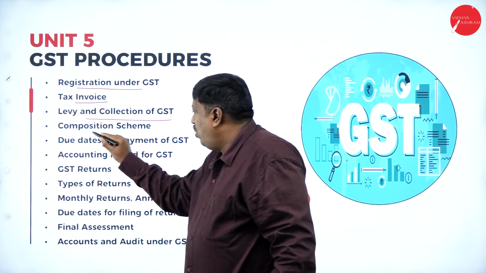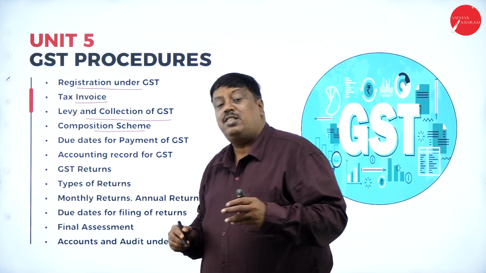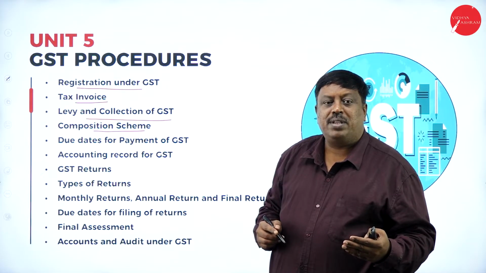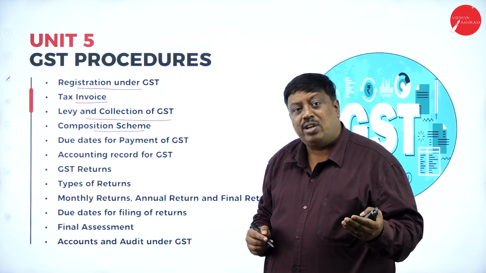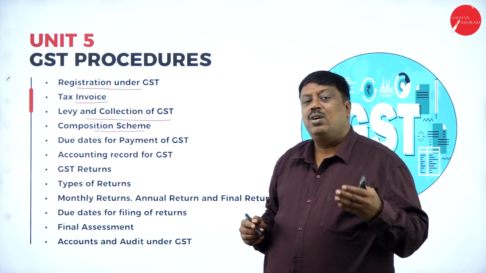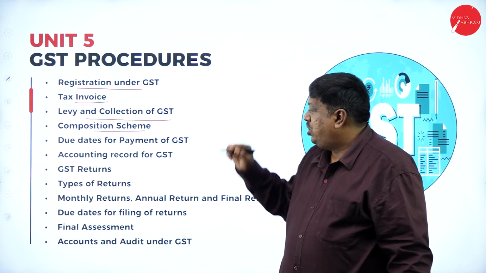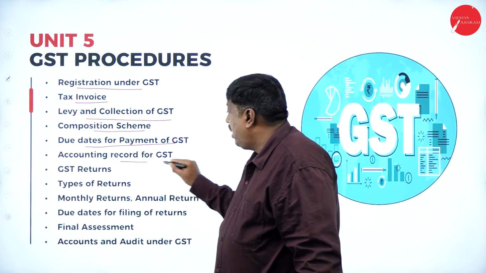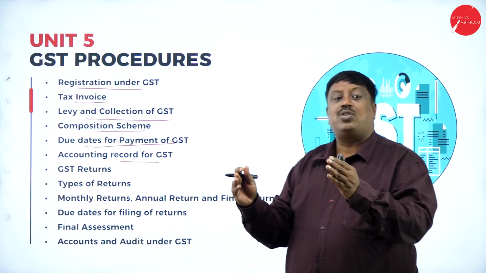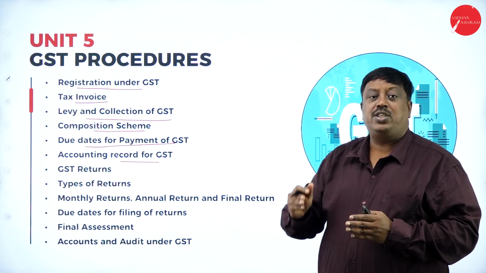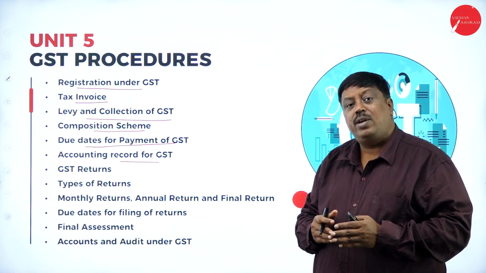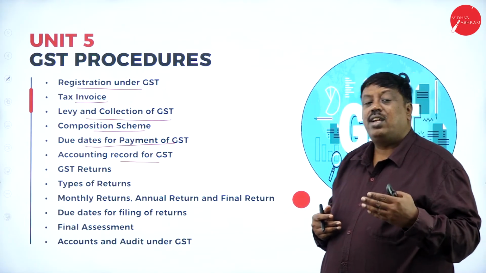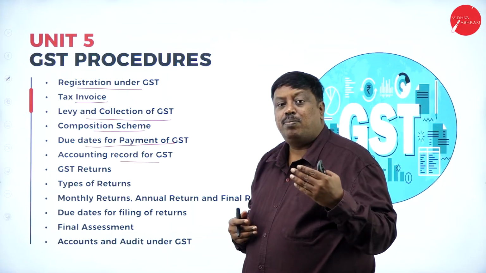And next one, the composition scheme. If a business person opts for the composition scheme, then what GST rate will apply, what benefits can he enjoy, and what benefits will he not get for opting for the composition scheme. Which due dates are there for payment of GST, accounting records, how we have to maintain the books of accounts, what type of information should be there, and how they are going to penalize transactions which have been excluded from the books of accounts.